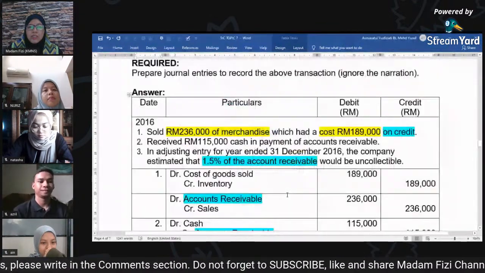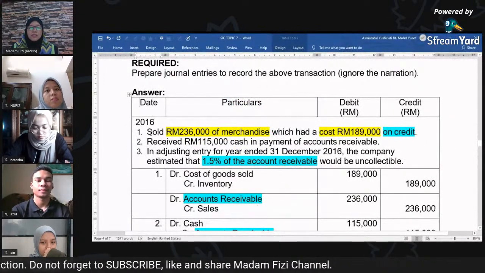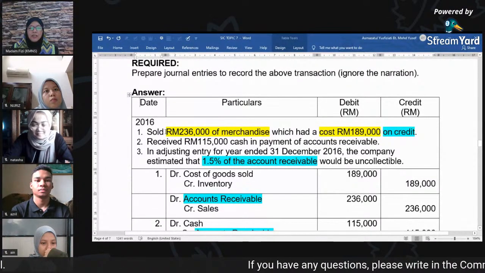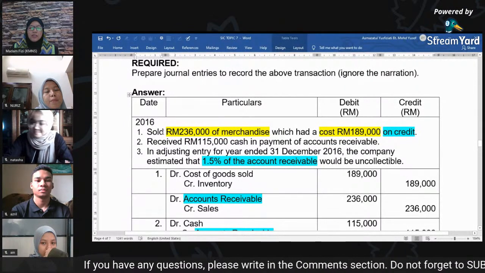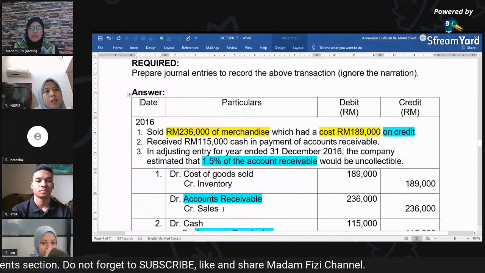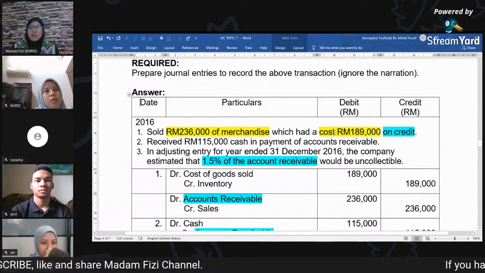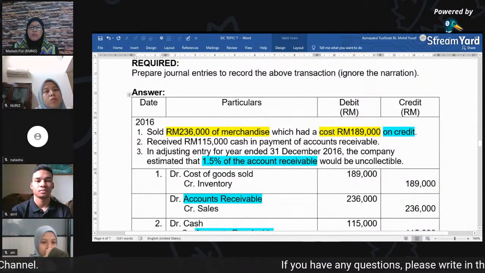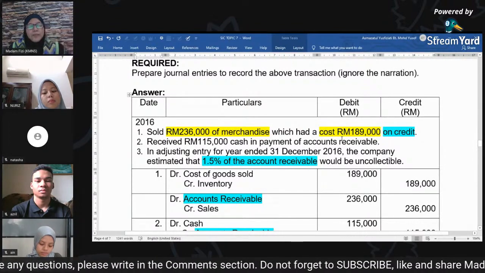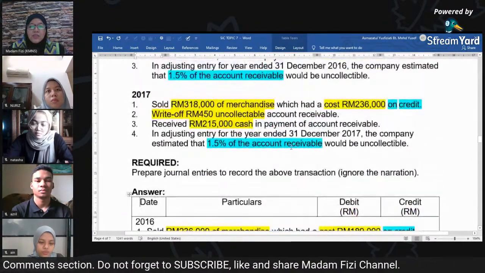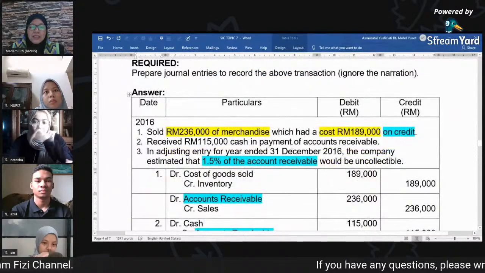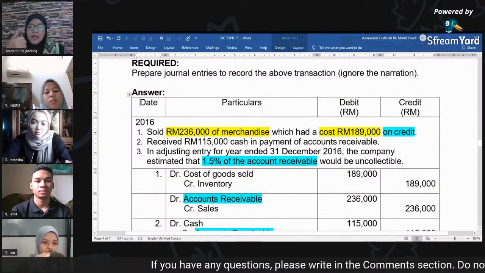Okay, selalunya kita buat journal for sales only kan? Bila ada jualan secara kredit, if there is a sale on credit, we only make a journal for debit accounts receivable and credit sales. But this question has a cost. Cost means cost of goods sold. Ini macam kita belajar inventory kan, ada cost of goods sold. So pada tahun ini, student ditanya soalan begini. So kita ambil iktibar lah, if there is a question, ada sales and ada cost.